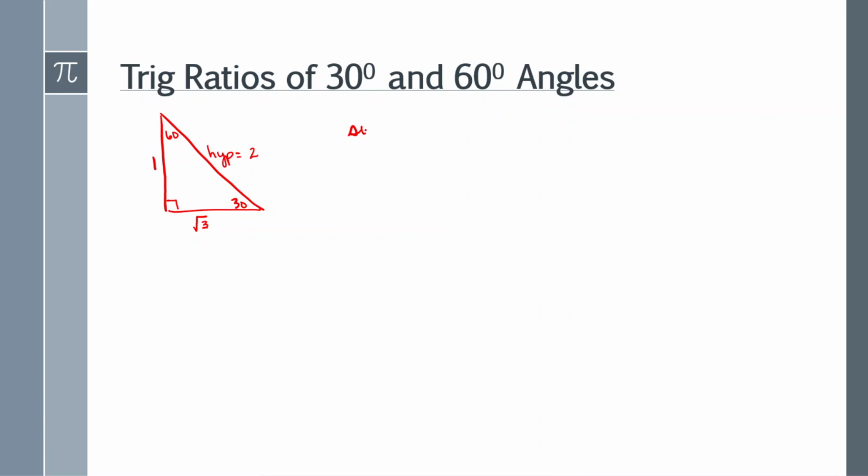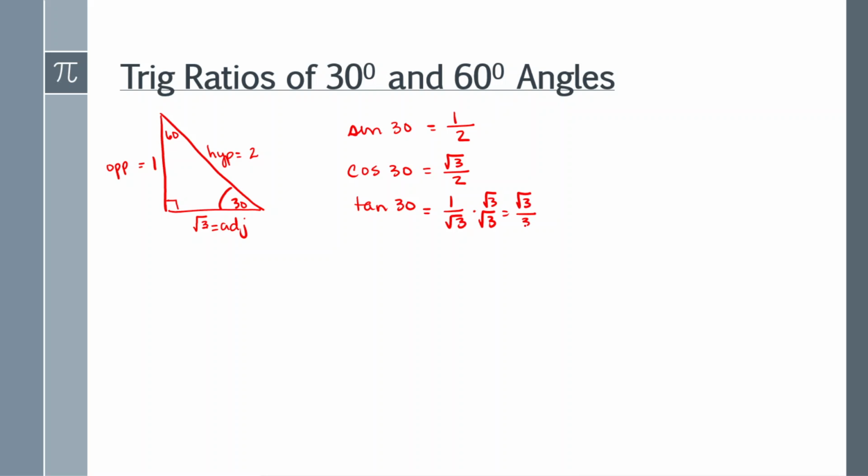And see if we can do our ratios for 30 degrees. Okay, so if I'm doing sine of 30, this is my opposite, and this is my adjacent. So the sine of 30 is going to be opposite over hypotenuse. Cosine of 30 is adjacent over hypotenuse. And tangent is opposite over adjacent. So we'll rationalize that one, and we get square root of 3 over 3.